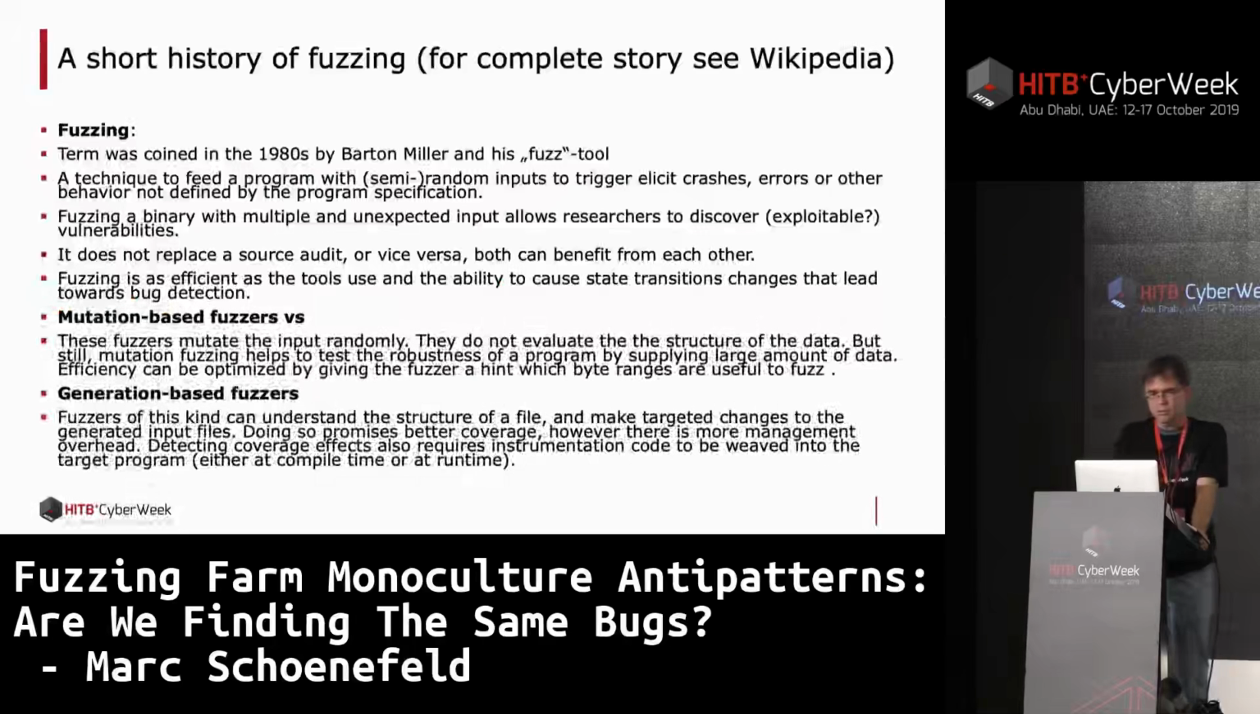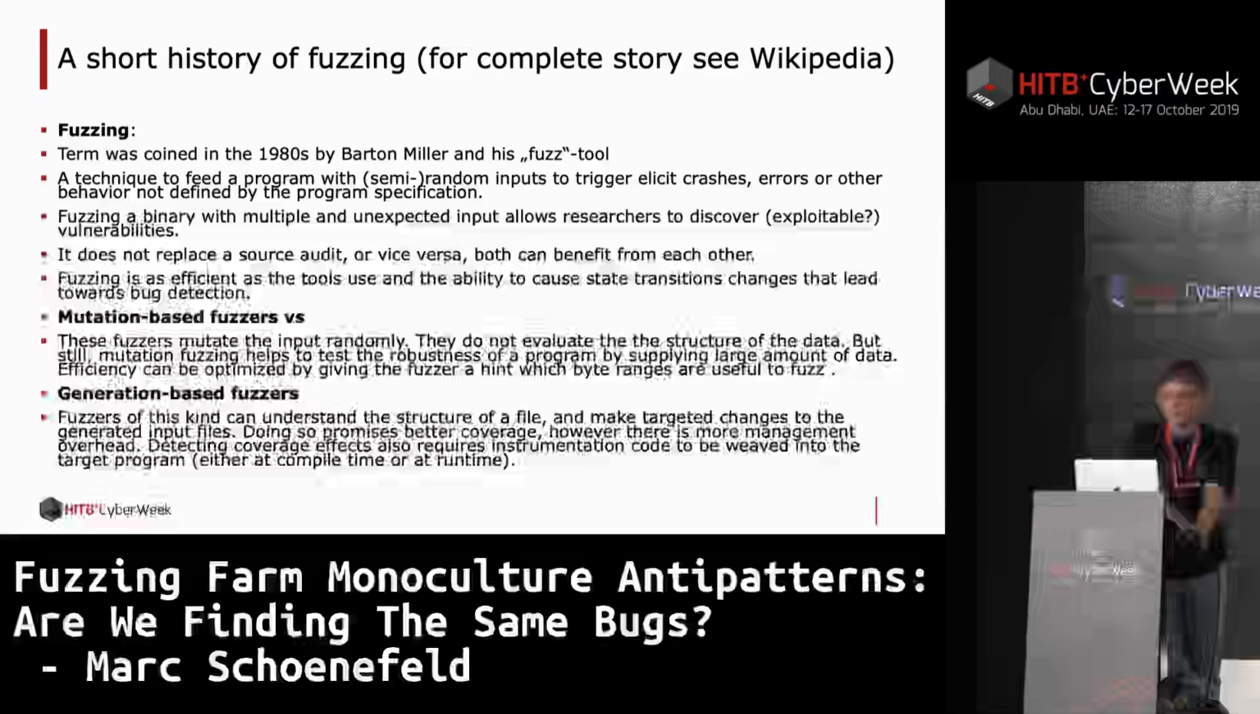So, the current state: what is fuzzing? Fuzzing is a term which was coined in the 1980s by Barton Miller and his fuzz tool to find faults in command line tools, and he crashed a lot of tools with that. The technique is to feed a program with semi-random inputs to trigger crashes, errors, or other behavior not defined by the program specification, like hangs also, and things that you would define as undefined behavior. Fuzzing a binary with multiple and unexpected inputs allows researchers to discover vulnerabilities, but also functional bugs which may not be covered by the specification. It does not replace a source audit, or vice versa, but both approaches can benefit from each other.